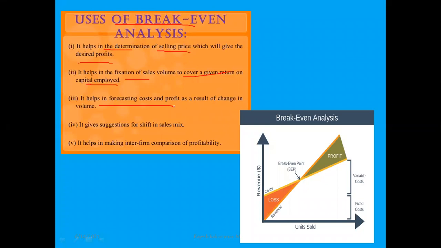Next, it gives suggestions for shifts in sales mix. So it gives additional information for the shift, meaning shifting, like this batch after that batch, the shifting in sales mix whenever there is a mix in the sales. So with the shifting method we can have a profit. Next, it helps in making inter-firm comparison of profitability. So these are the advantages or uses of break-even analysis.